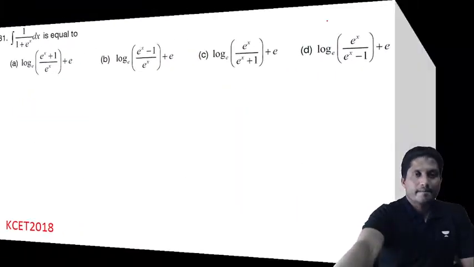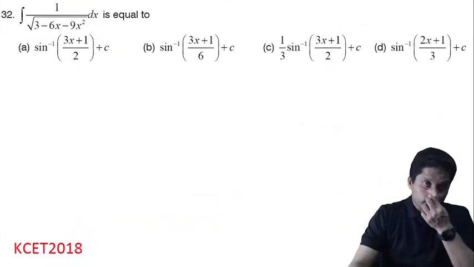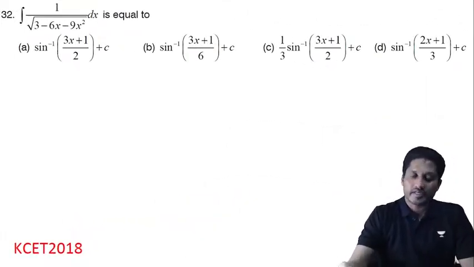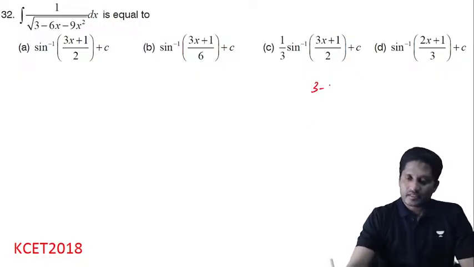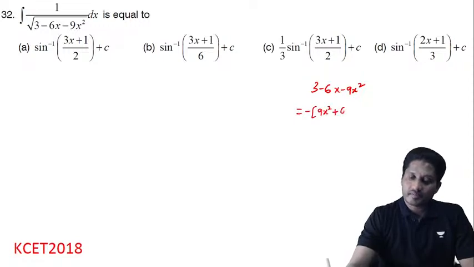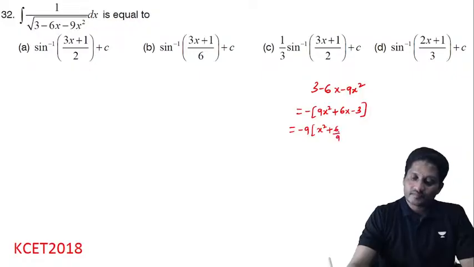Let's move to the next question. This is dx by root of a quadratic. First we'll complete the squares: 3 minus 6x minus 9x square. I can take minus common and write this as 9x square plus 6x minus 3. So this is minus of, take 9 common, x square plus 6 by 9 x minus 3 by 9. This is equal to minus 9 times x square plus 2 by 3 x minus 1 by 3.